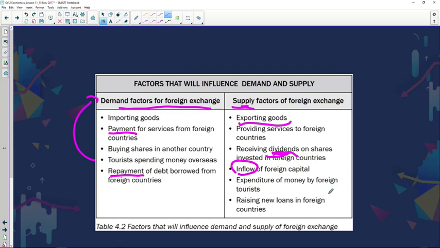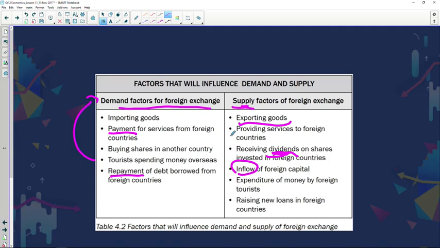Expenditure of money by foreign tourists. So if we've got people from other countries coming into our country, they go and see different destinations, and therefore they pay entrance fees. They see beautiful gifts that they could possibly purchase for friends and family, and therefore they spend money. So this will create a supply for foreign exchange.